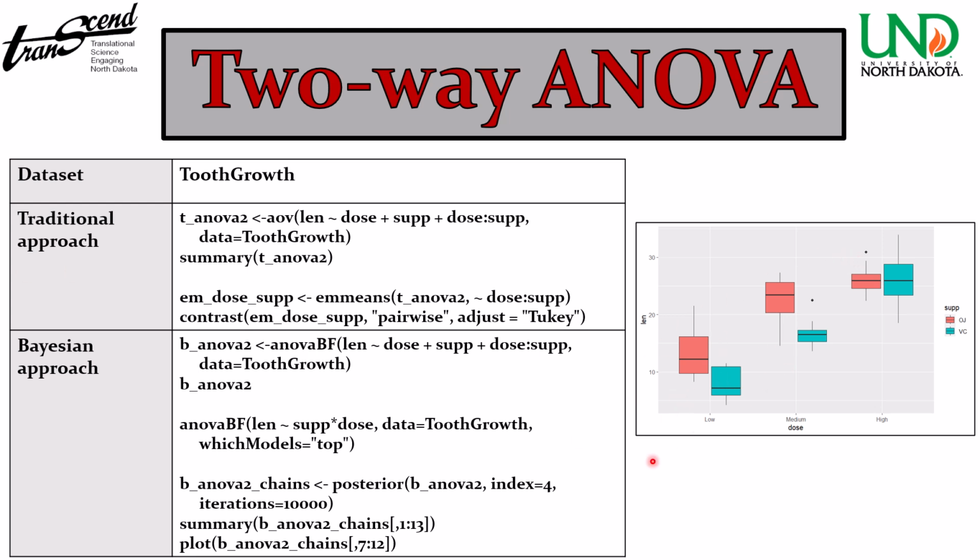Again, we've seen that things seem to increase by dose. The supplement is now the color. You can see that at least on the lower ends, the VC, that's the ascorbic acid, as opposed to the orange juice, seems to be lower, but that sort of disappears at the high dose. So there might be both an effect of dose and supplement and an interaction, in that they change at different rates.